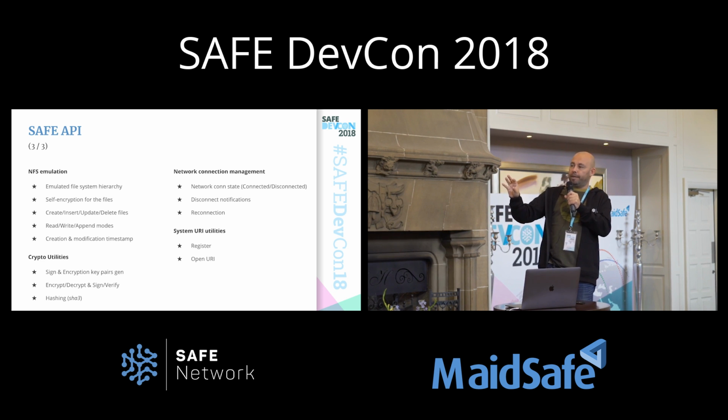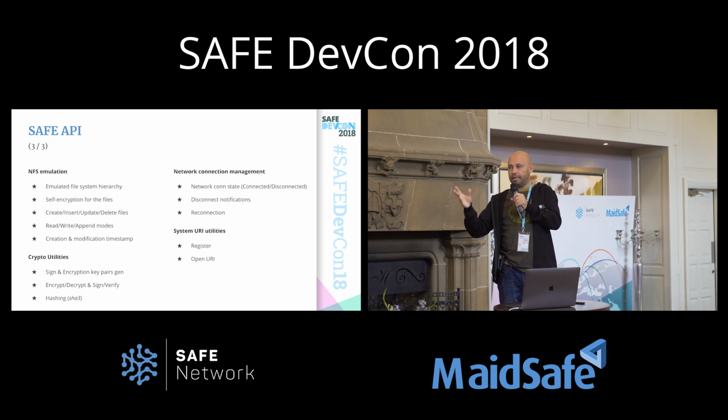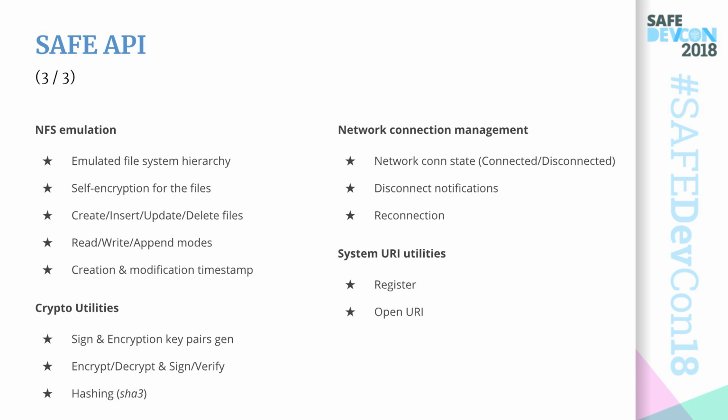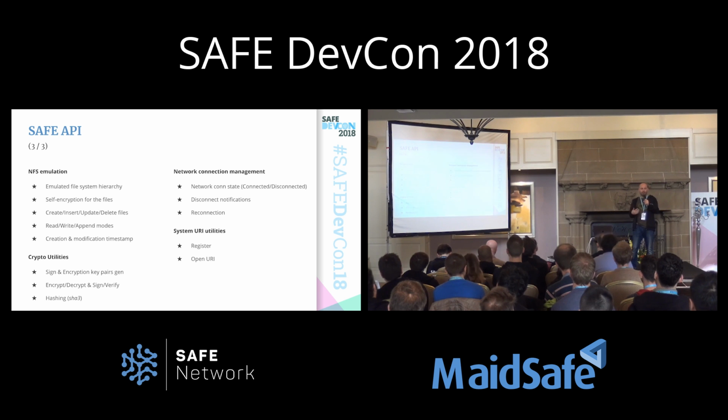And there are a set of crypto utilities, to generate signing and encryption key pairs, or to encrypt and decrypt content, sign, verify signatures, all that kind of thing, and some hashing utilities. The main purpose of providing these functionalities is to prevent apps from adding additional dependencies, as the SAFE client libraries are already using this, so they just expose them, and apps can also get the benefits of having them at hand without having all the dependencies.